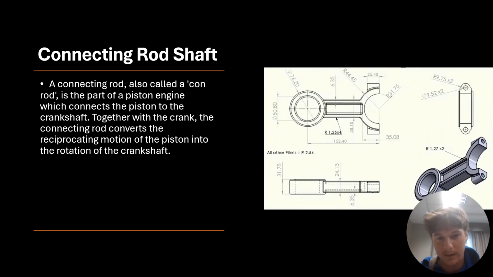And now we have the connecting rod shaft. So what I was saying earlier, the bearing cap connects to this half circle in the end. You can see all the different angles in the 3D view, which is fully projected after the blueprint was finished in SolidWorks. But pretty much a connecting rod, also called a con rod, is part of the piston engine, which connects the piston to the crankshaft. Together with the crank, the connecting rod converts the reciprocating motion of the piston into the rotation of the crankshaft, which I think is next. Get to this next slide.